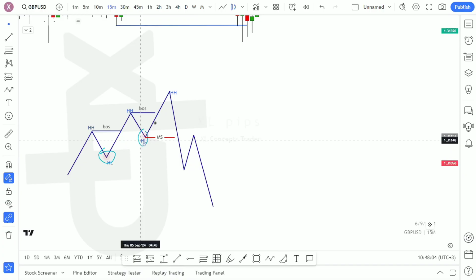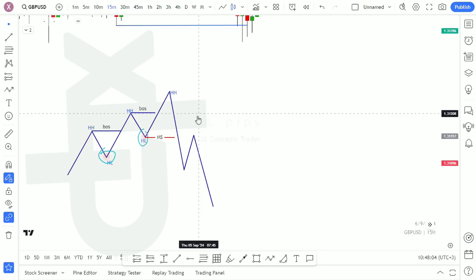Another thing is that when the market forms a transition, a market structure shift, or a reversal break of market structure, we always expect to see two things. It can either be a consolidation or an expansion. The market can either consolidate after creating this market structure shift, or it can continue expanding and just keep forming new lows and new highs.